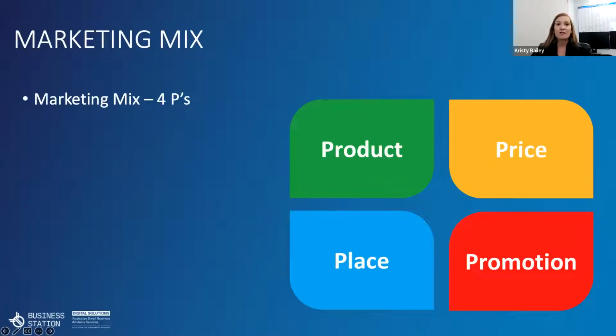So with your products, have a look at whether your product range complements each other and does it suit who you've identified as your target market or your target audience.